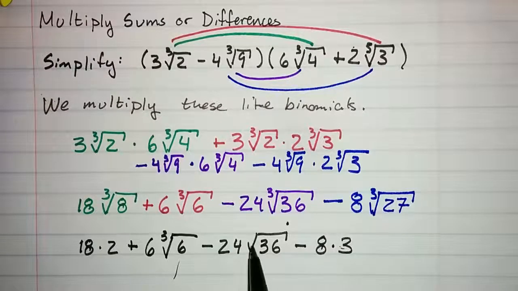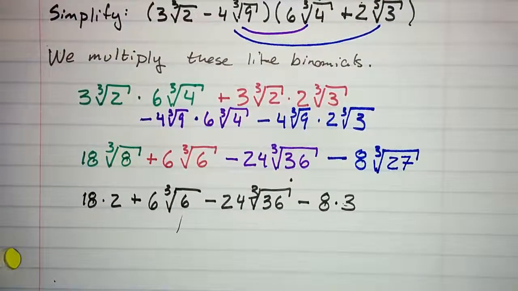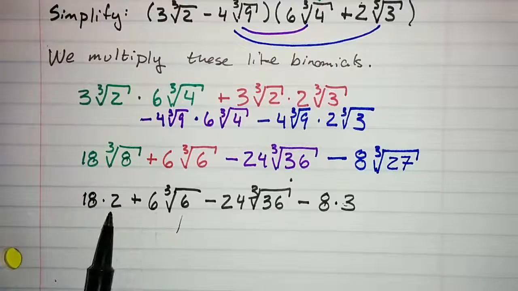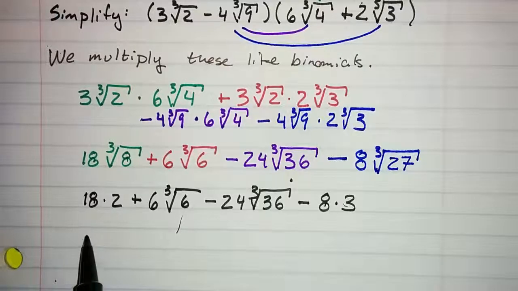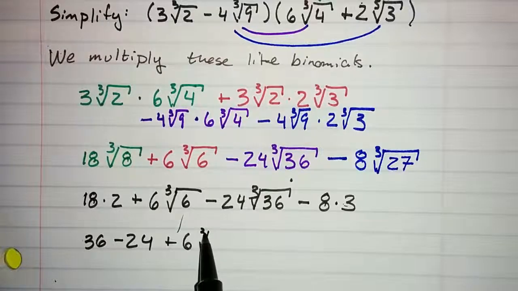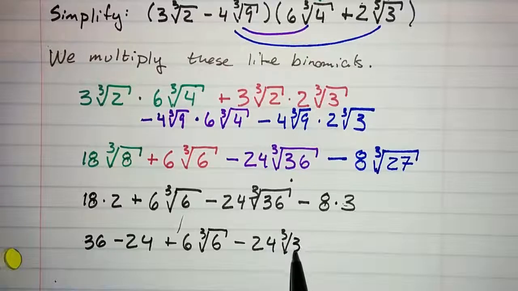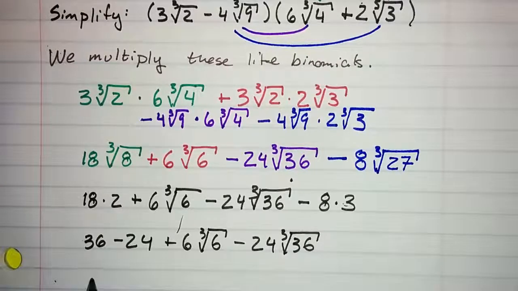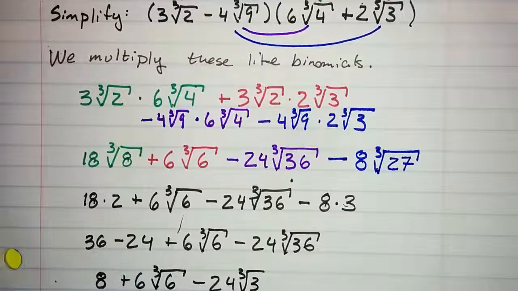Okay, so these radicals are not like radicals. But these two whole numbers are good. I'll have 36 minus 24 plus 6 cube root 6 minus 24 cube root 36. Subtracting, I get 8 plus 6 cube root 6 minus 24 cube root 36.